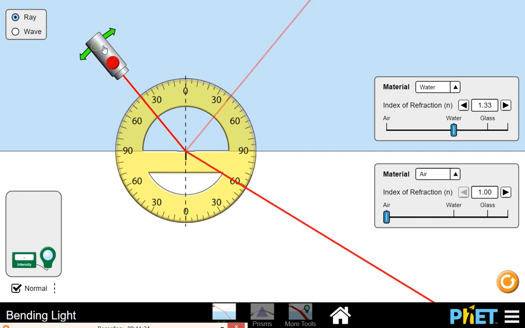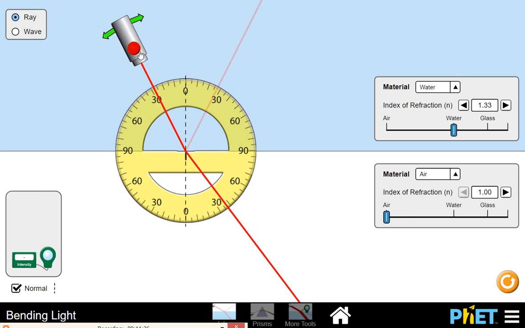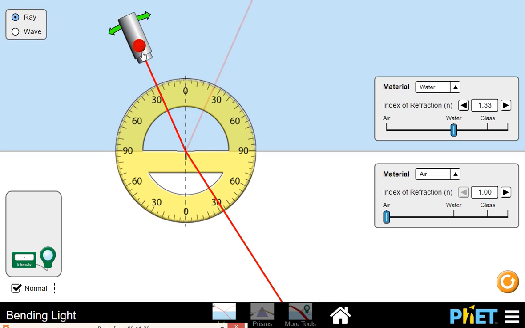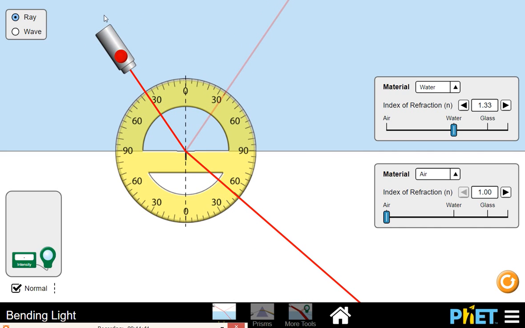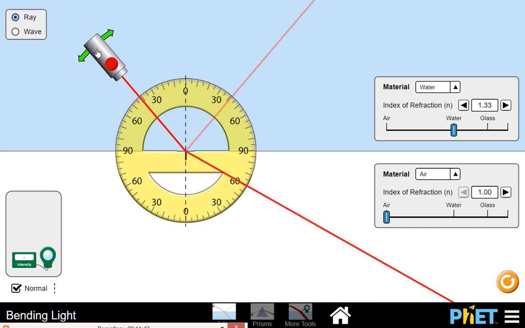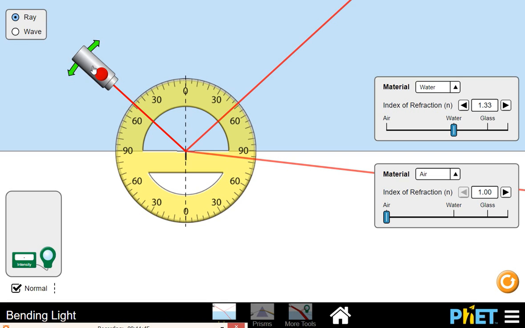Now let's take a look. As you can see here, we can still move it. Now we have this refracted ray that is leaving the water. What I will do is increase the angle of incidence, which is this here. I will increase it slowly and slowly and slowly, and see what happens to the refracted ray. If you look carefully, the refracted ray is going towards 90 degrees. Let me go slowly, and then it disappears.